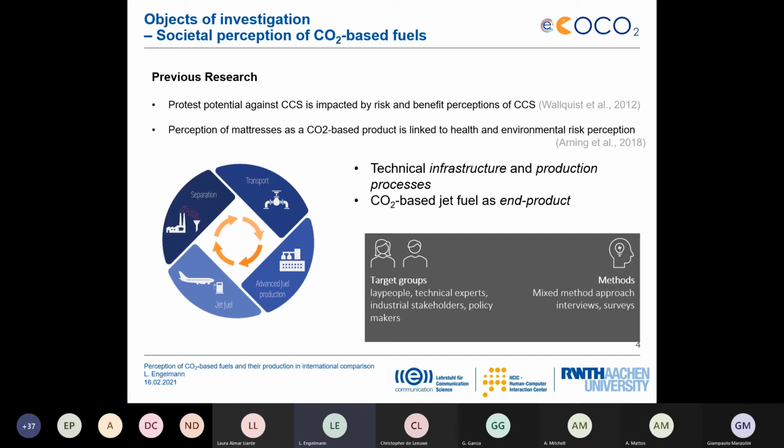And to investigate these different objects, we use a mixed method approach of interviews as well as larger surveys. And we include, of course, technical experts, policymakers, and industrial stakeholders to get a deeper knowledge about possible rollout obstacles or requirements from a technical business case point of view. But we also prominently include lay people in our studies, since the public is an important stakeholder, especially when you think of recent movements in the course of climate change mitigation. And it's a group that can be studied using surveys, which makes quantifiable results possible.